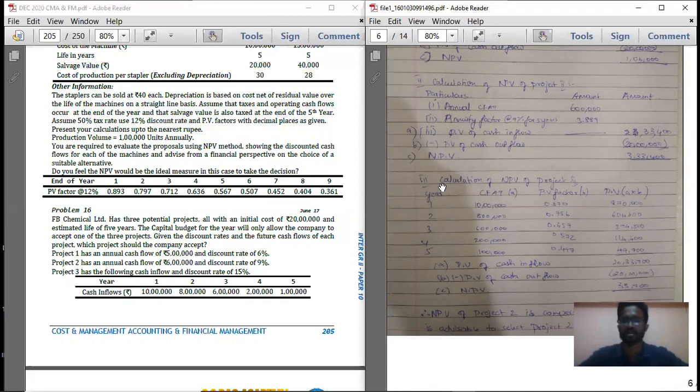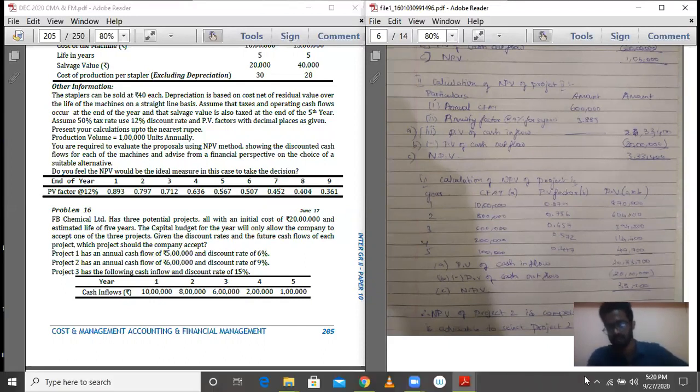NPV of project 3. Year. Below that, a 4 columnar table. First column year, second column CFAT, third column present value factor, and fourth column present value. Year, CFAT, PV factor and present value.